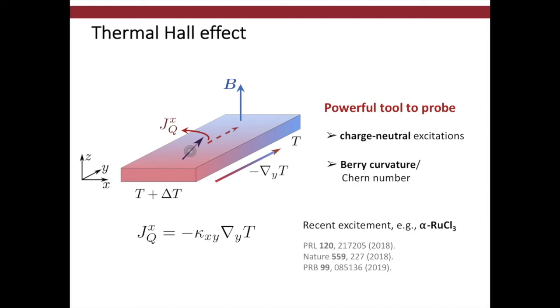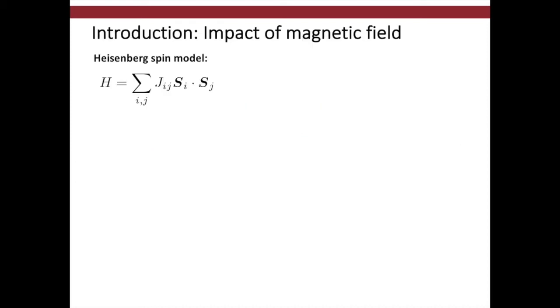On a very general level, one of the key points I would like to make is that the magnetic field, which we apply to probe the system via the thermal Hall effect, can have a much more significant impact on the system than one might naively think, at least under certain circumstances. To illustrate this, consider the Heisenberg model with spin operators S_i on the sites i of the lattice of the system and exchange couplings J_ij. Let me emphasize right away that we will neglect spin-orbit coupling throughout this talk.